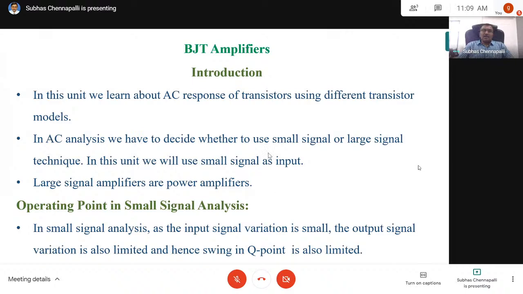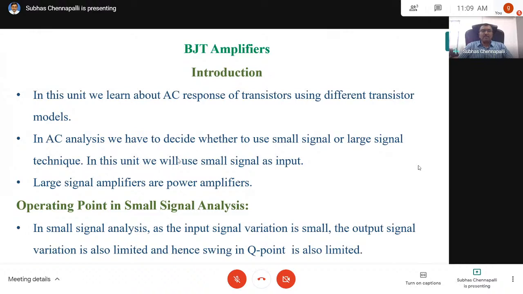Okay, so in this unit, we learn about the AC response of a transistor using different transistor models. Three models we use. One is the H parameter model, also called the hybrid model, that we use only at low frequencies. And there is one re model, you can use at low frequencies and high frequencies, but in our discussion, we use it at low frequencies. And we have one hybrid pi model, you can use even at low frequencies and high frequencies.